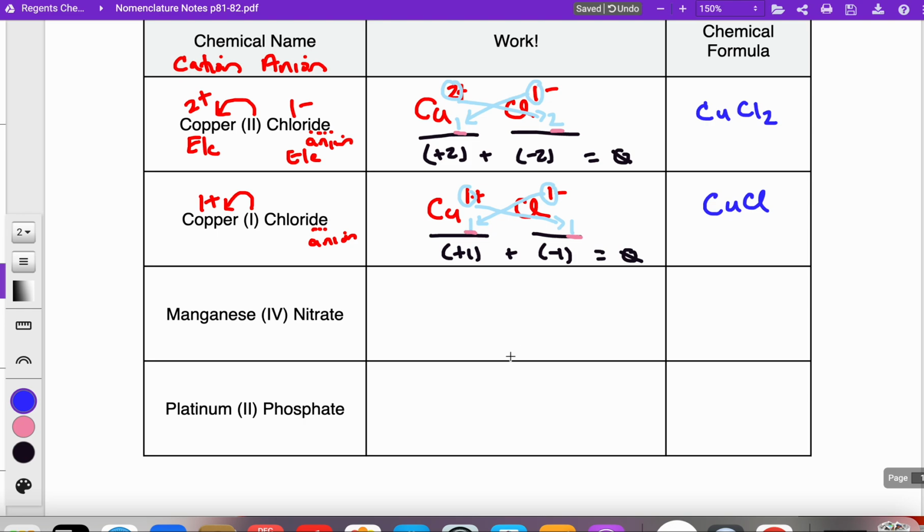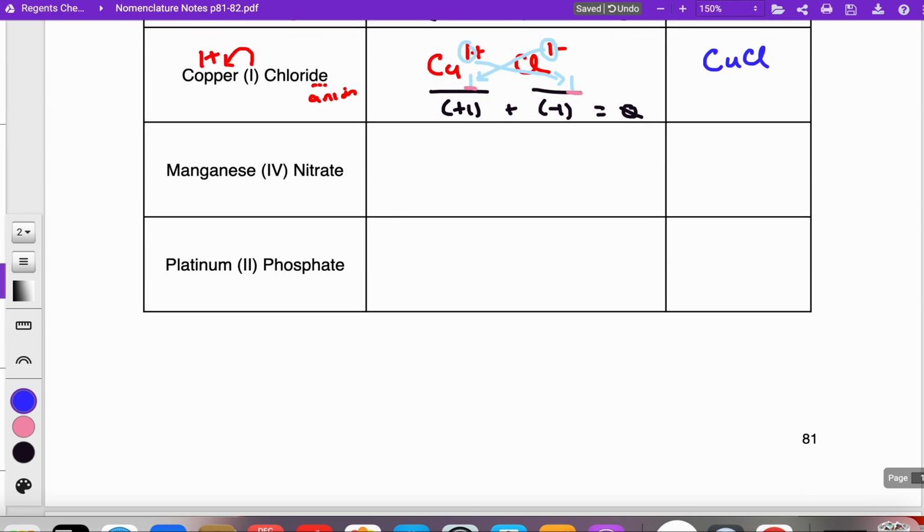Take a look at the next example. We have manganese, Roman numeral 4 nitrate. So the first thing that I notice in this name is nitrate, which means I have a polyion. So I need to take a look at table E. And when I look at table E, a single nitrate unit is made up of NO3. I like to put the parentheses around the polyatomic. These 4 atoms, the nitrogen and 3 oxygens, they share a charge of -1 according to table E.